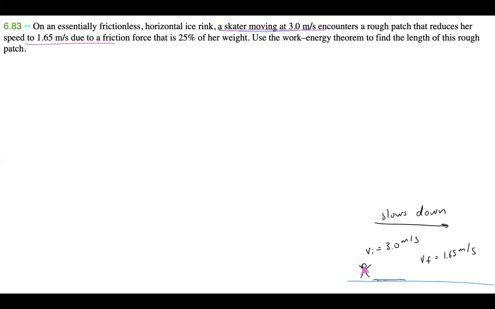Due to a friction force that is 25% of her weight. Okay, so slows down due to a force of friction that is 0.25 of her weight. So weight is W, but we also know that weight can be written as mg, right? So mass times gravity, that is weight. So we have that piece of information as well. Use the work energy theorem to find the length of this rough patch.